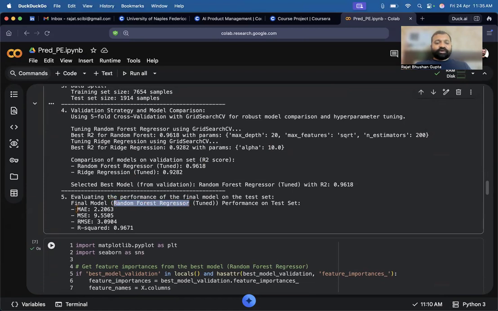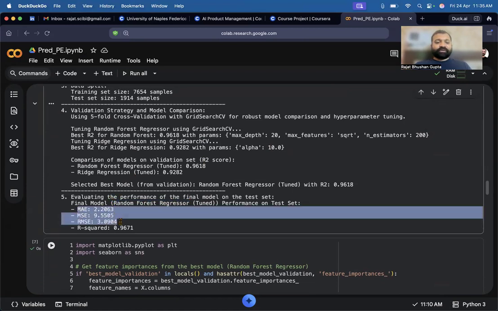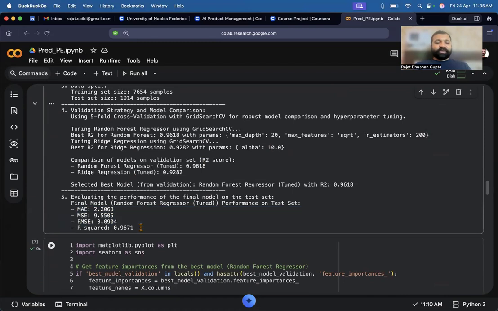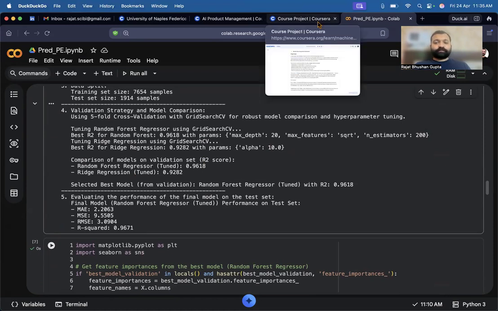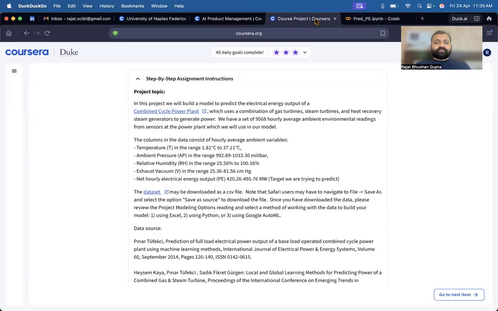For this random forest regressor, we calculated the performance metrics, and we got a pretty low error and a pretty high R square value, very close to one. And finally, we did feature importance and figured out that temperature and vacuum, ambient pressure and exhaust vacuum, played the most significant role in prediction of our electrical energy output, net hourly electrical energy.